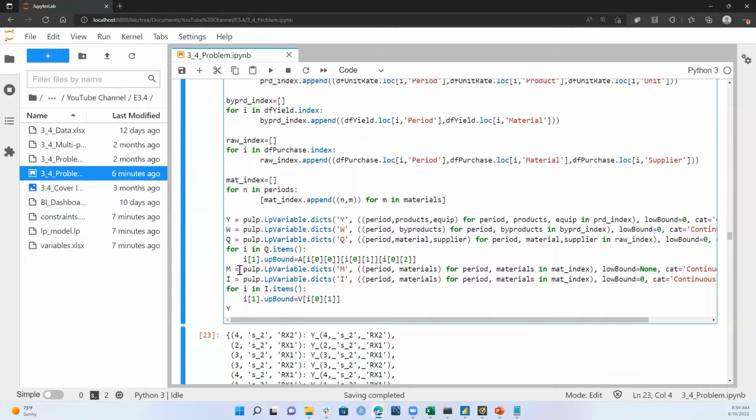M, again, if you recall, M is going to represent the decision variable for our inventory change. So whether we draw or build inventory for a specific material in a specific period.